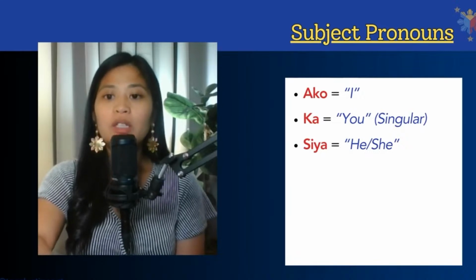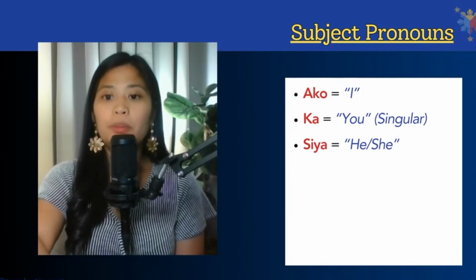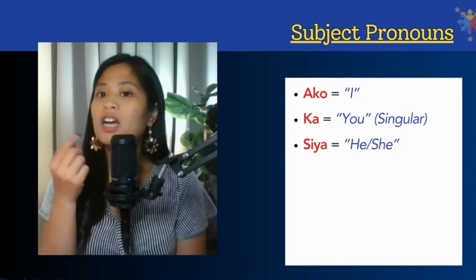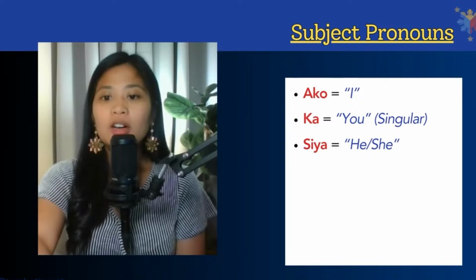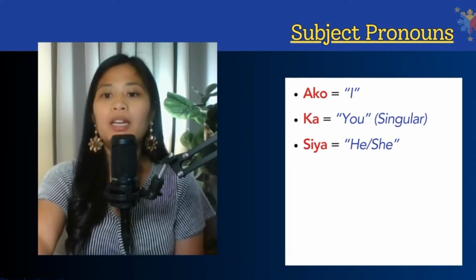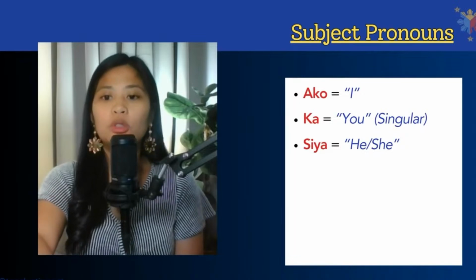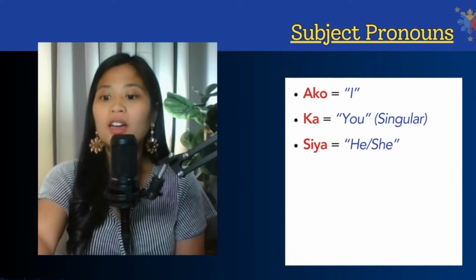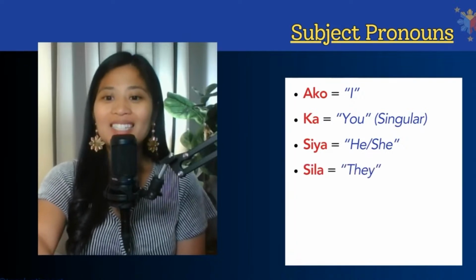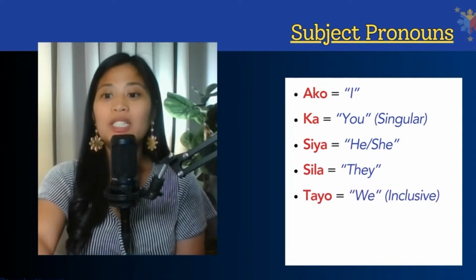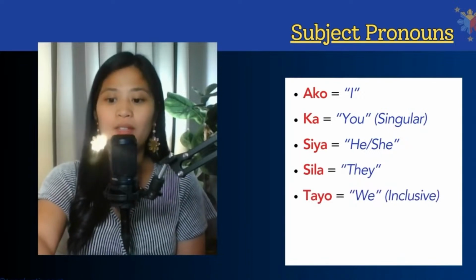And also, take a look at the spelling. It looks like it should be pronounced siya, but it's actually pronounced siya, siya. There are some regions in the Philippines that might pronounce it siya, but for the most part, in the central Luzon, Tagalog-speaking areas, it's pronounced siya, siya. Next, sila is they. Tayo is we inclusive.